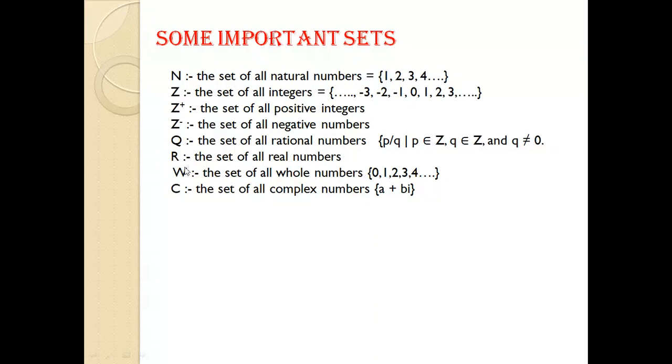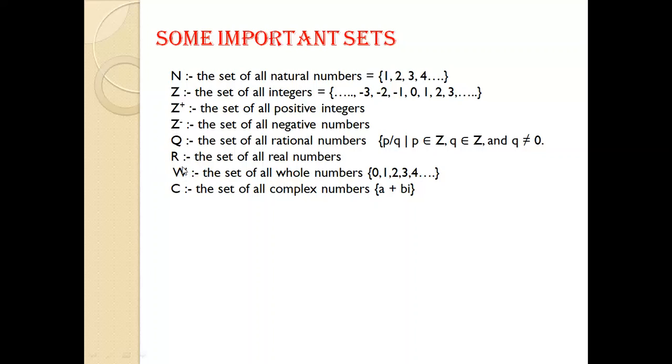So capital R is the set of all real numbers. In real numbers, we see that all these are real numbers, like 2.5, 2 raised to 3 by 4, 1 and a half. They are all examples of real numbers.